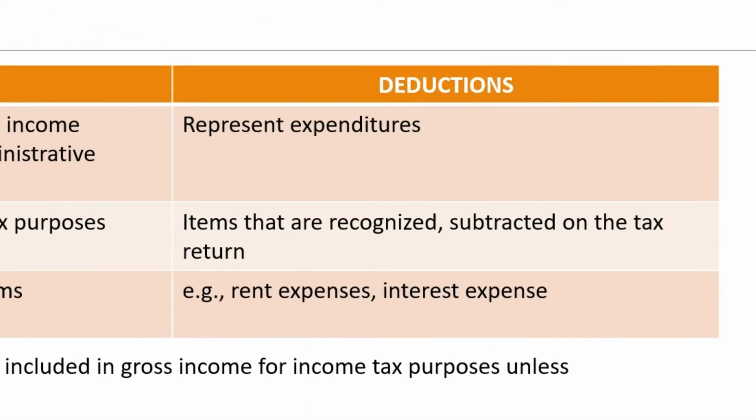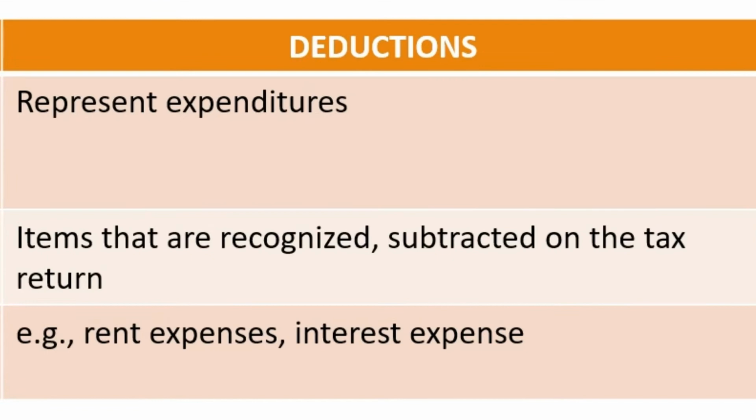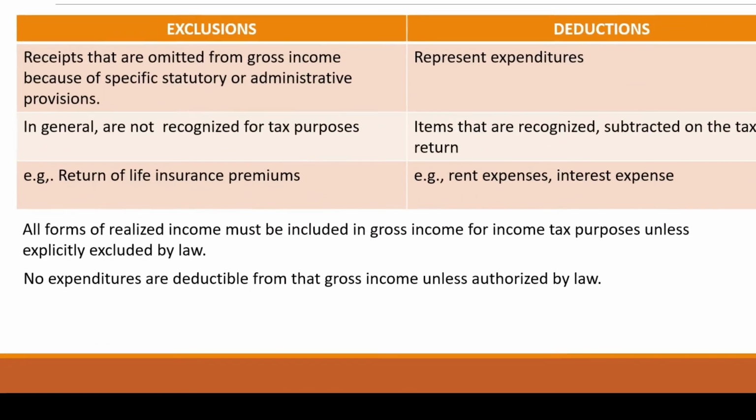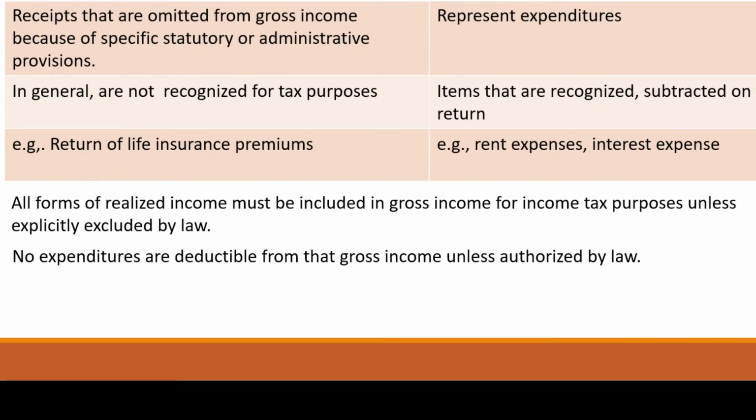On the other hand, deductions represent expenditures. These are items that are recognized and subtracted on the tax return. Examples of these are rent expenses and interest expense. All forms of realized income must be included in gross income for income tax purposes unless explicitly excluded by law. So no expenditures are deductible from the gross income unless authorized by law.